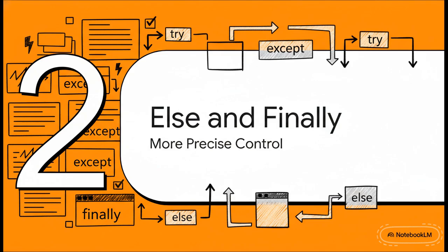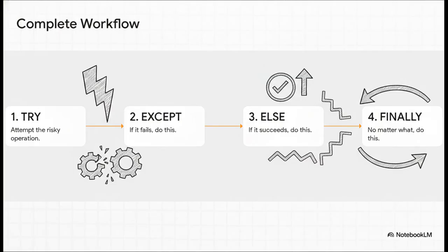Okay, but the control doesn't even stop there. The basic try/except is awesome, but we can get even more specific, even more powerful, by adding two more parts, else and finally. So here's how the whole thing flows. First, Python is going to try to run that risky piece of code. If something goes wrong, it immediately jumps down to the except block. But what if nothing goes wrong? What if it works perfectly? Then it skips except and runs the else block instead. And then no matter what, whether it worked or it failed, it will always run the finally block at the very end.